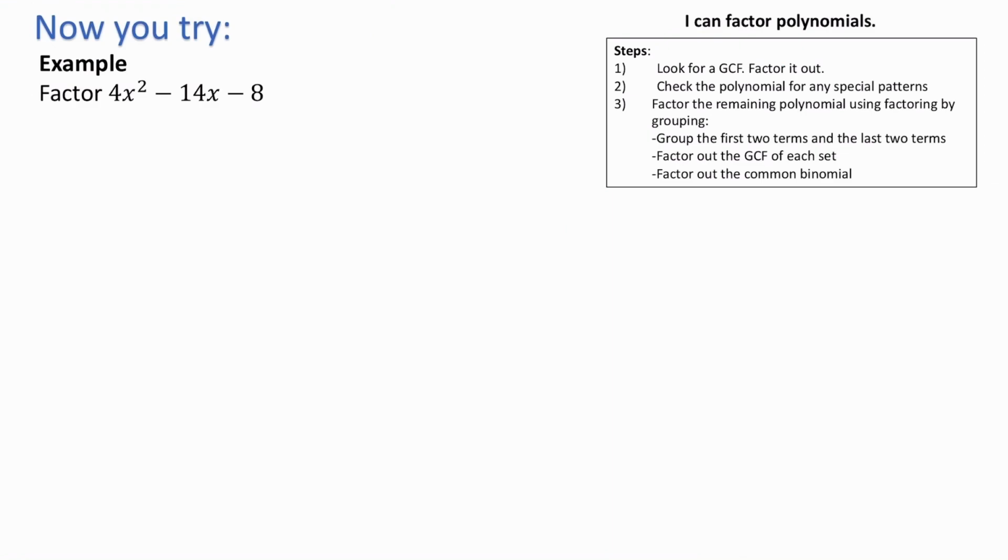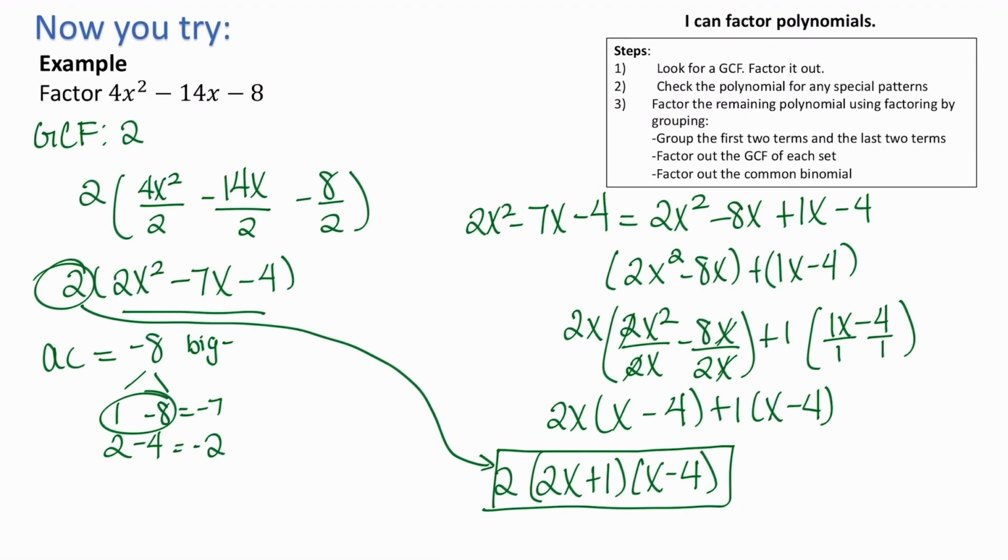So now you can go ahead and pause the video and try this example on your own. So in this example, notice that all three terms have a GCF of 2, so I started off dividing out that 2. So when I divide 2, I have 2x squared minus 7x minus 4, which I can factor by grouping. So I first multiplied a and c, which gave me negative 8. Since 8 is negative, I know that I need a positive factor and a negative factor. Since 7 is negative, I needed the bigger factor to be negative, so the correct combination was 1 and negative 8. So I rewrote this polynomial as 2x squared minus 8x plus 1x minus 4.